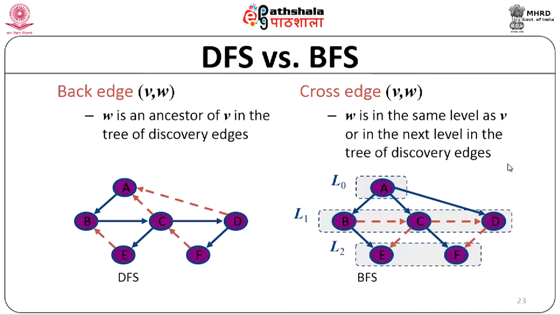So, it is an ancestor, it is visited before V. So, that is a back edge. A cross edge is defined for DFS when W is in this... In BFS, W is in the same level as V or in the next level in the tree of discovery edges. So, both the back edge and cross edge are discussed in terms of the traversal or discovery order. An ancestor in the discovery is the back edge, and a cross edge is level based on BFS.